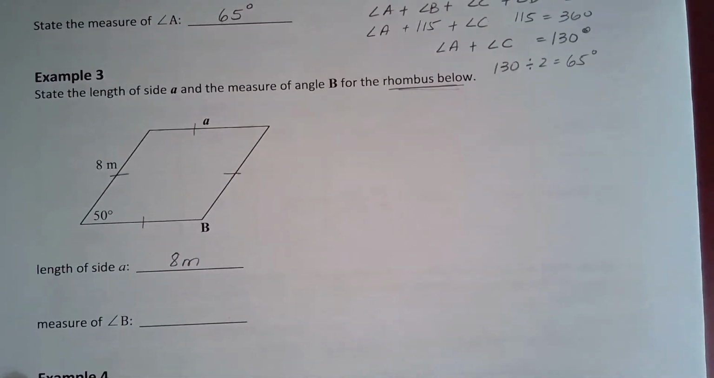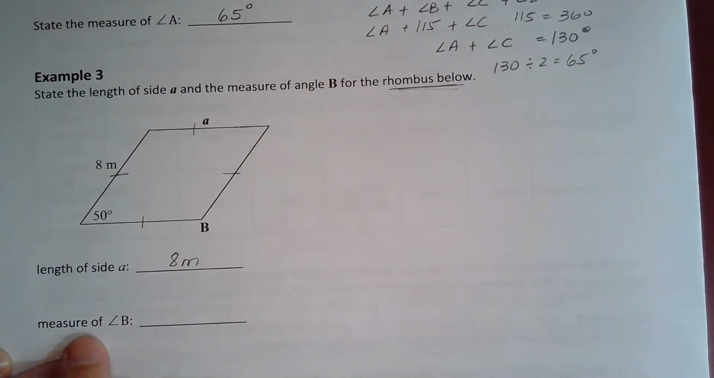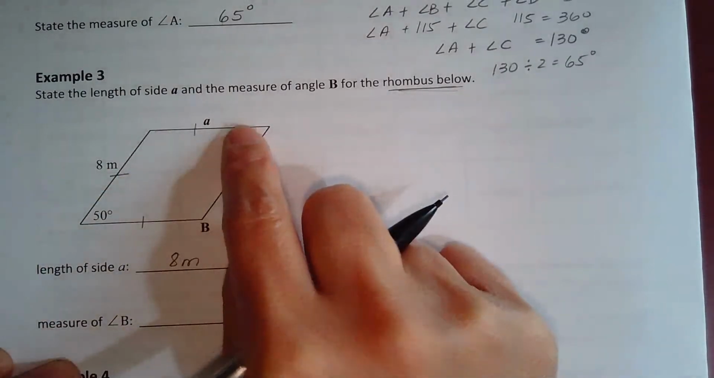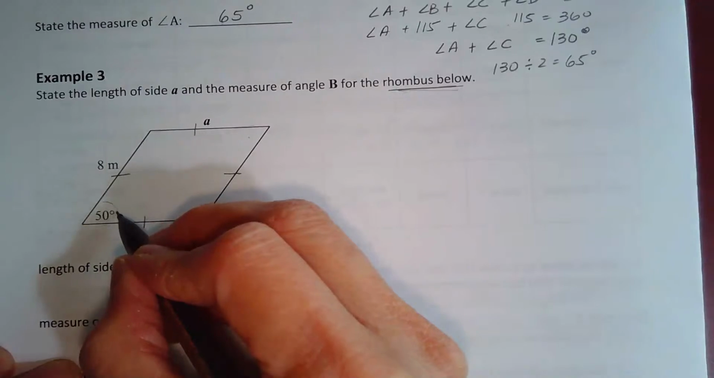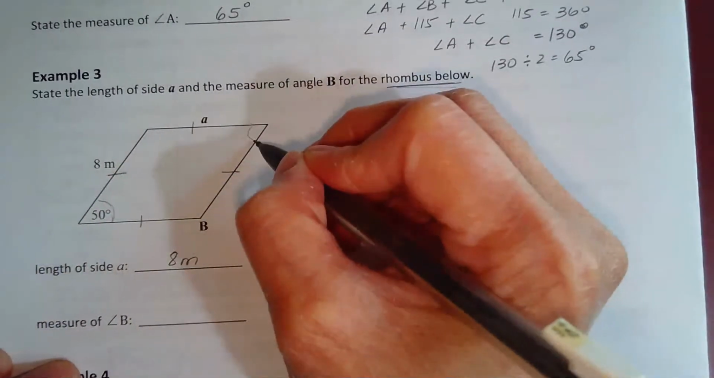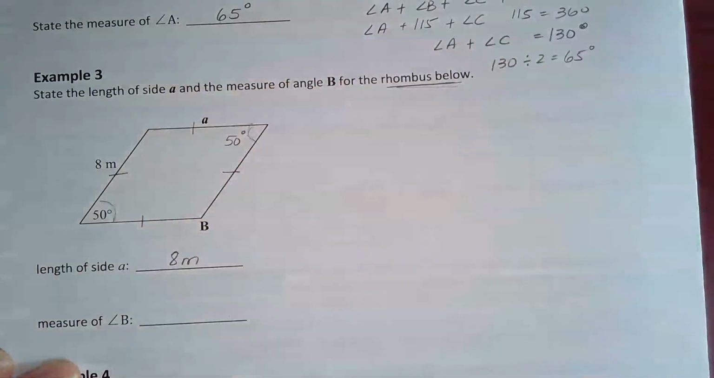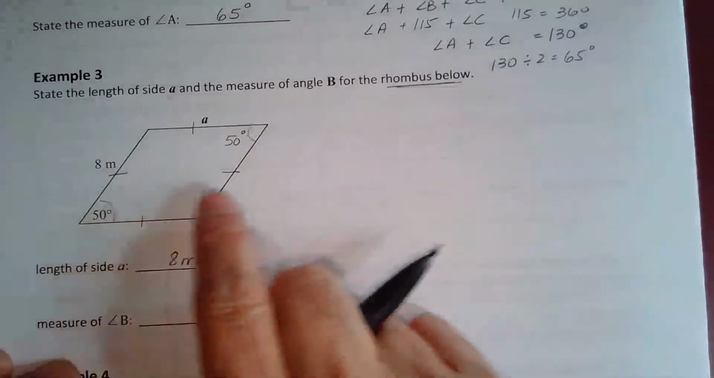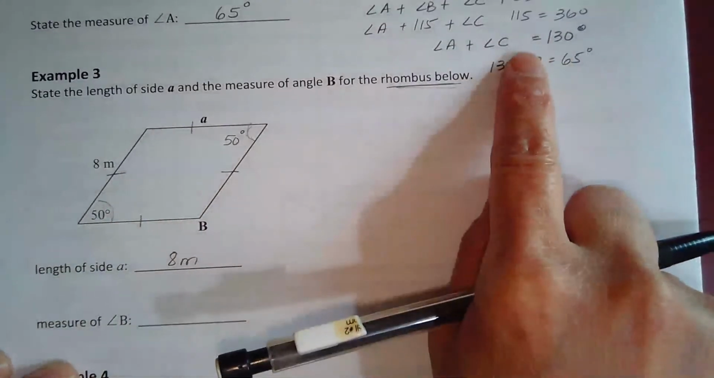Now, what else do we know? In terms of a rhombus, we said opposite angles are equal. So that means if this is 50 degrees, then this is 50 degrees. This is also 50 degrees. It's going to be the same thing as the one above there.